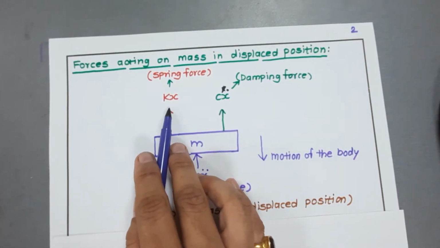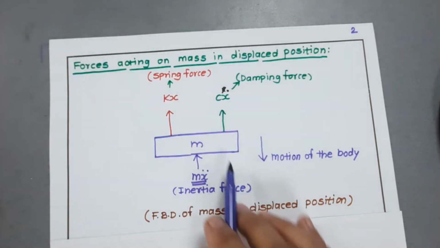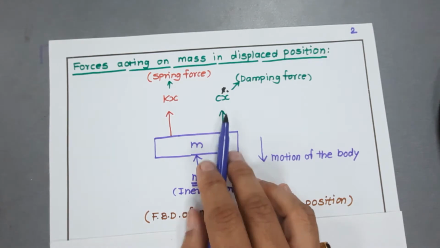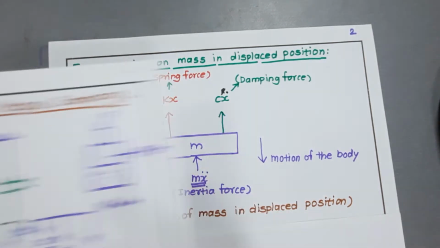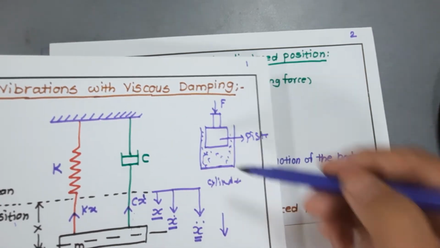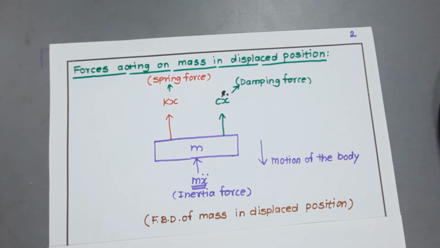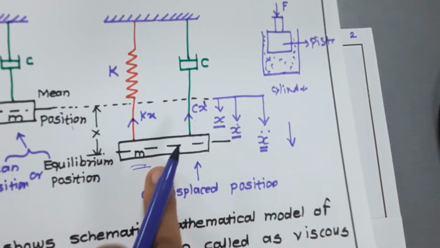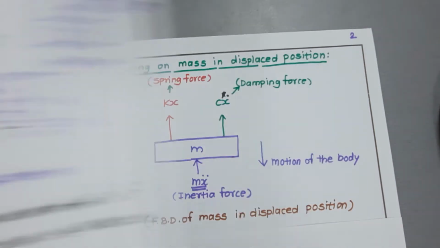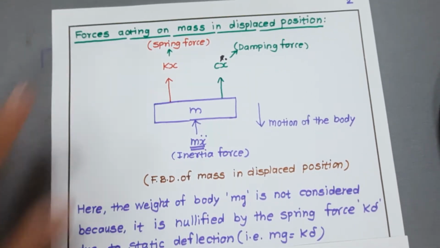So this is your spring force. Now here, because of the velocity, on the mass the term Cx dot acts, which is called the damping force. Why x dot? Because there is a cylinder and piston, the piston is going to move and the piston has velocity here. So here the x dot term. So this is your free body diagram for this displaced position of the mass. Observe here. Dear friends, here we have not taken mg.